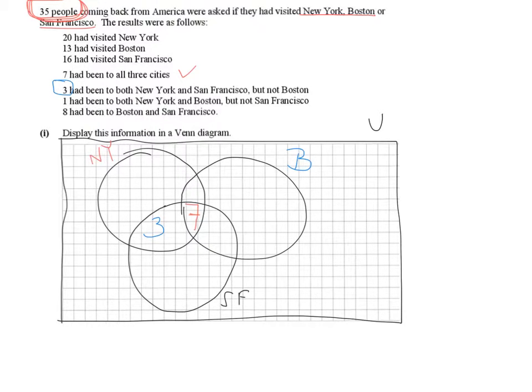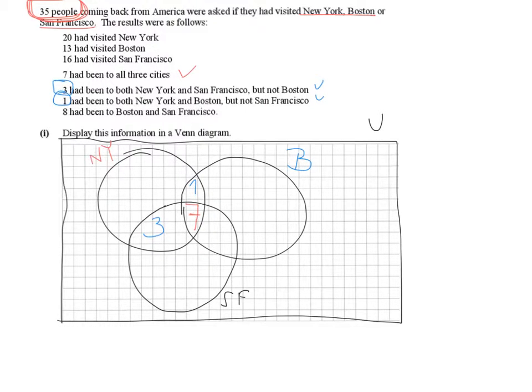Then the next piece of information: 1 had been to both New York and Boston only, so not in San Francisco. So where is New York and Boston? In here, okay? New York and Boston only. This is for San Francisco as well, as it's used already. So 1 goes straight in here. This is the intersection for New York and Boston only. So done.